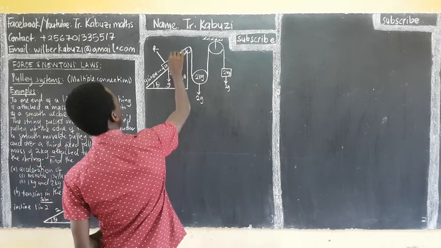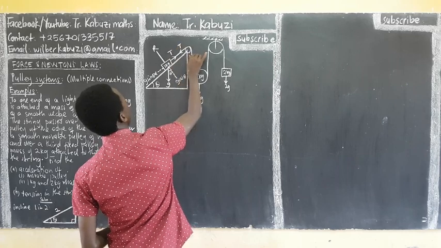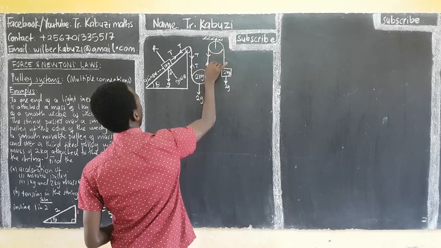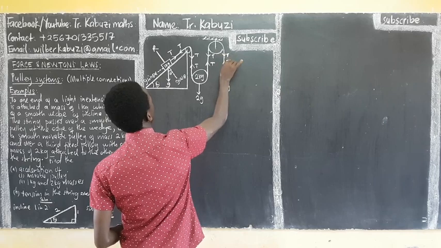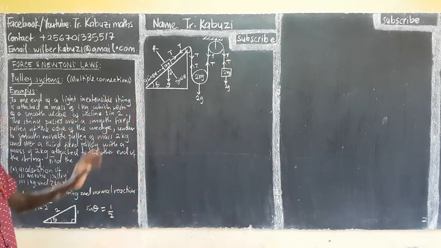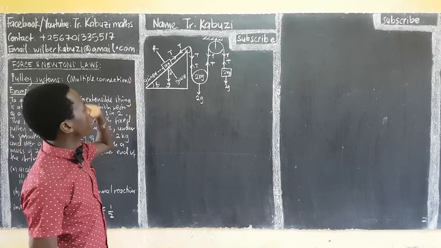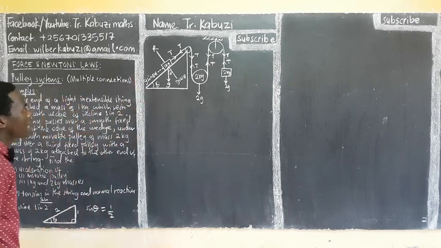So now this string is going to be having tension. Throughout it is going to be the same. This one T, then that one is going to be T. So after doing this, we have finished all we have to do. The rest is just to consider the masses.